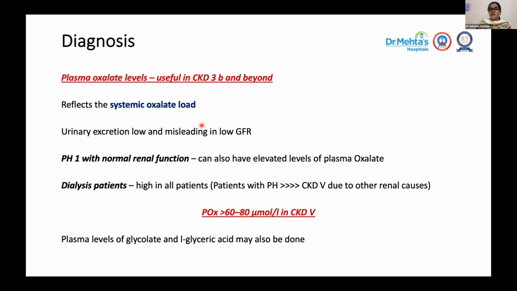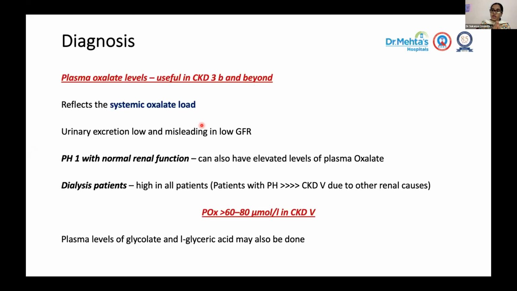Patients with normal renal function can also sometimes have elevated plasma oxalate level because of the supersaturation and kidney deposition happening, but this is usually not attempted in them. And in dialysis patients, even when you do not have primary hyperoxaluria, because you are excreting very little anyway, with normal endogenous oxalate production, you might have slightly higher plasma oxalate levels. But this should not be confused with patients with primary hyperoxaluria.